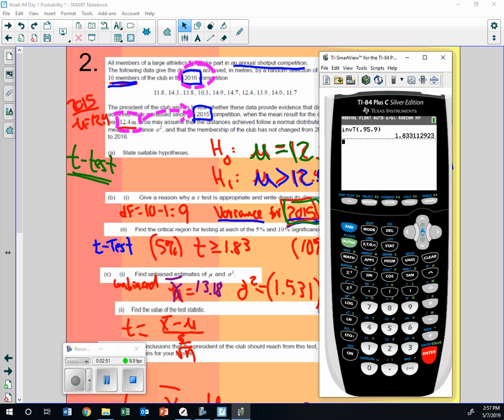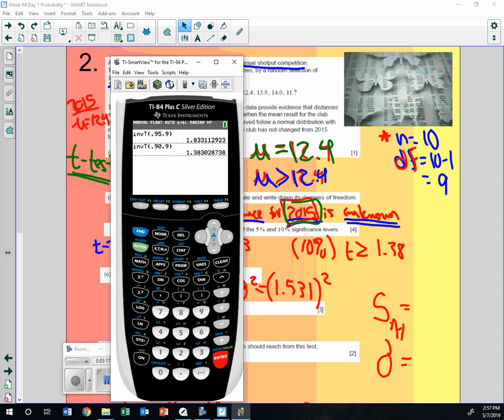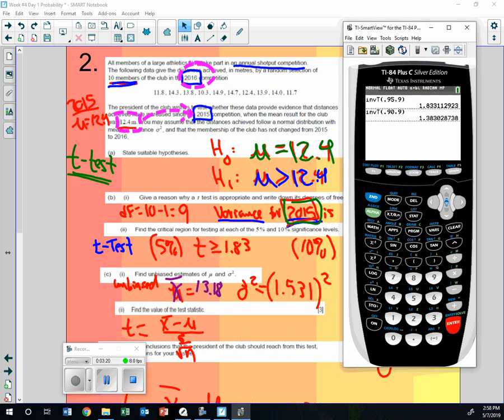If you want to see it for 10%, you go to inverse t in the second distribution menu, number 4. For 10% and higher, it'll be at 0.90, still at 9 degrees of freedom, and that's going to give you a little bit smaller value, 1.38. There you go. Now we have these two critical t-values, for 90% confidence or 95% confidence.